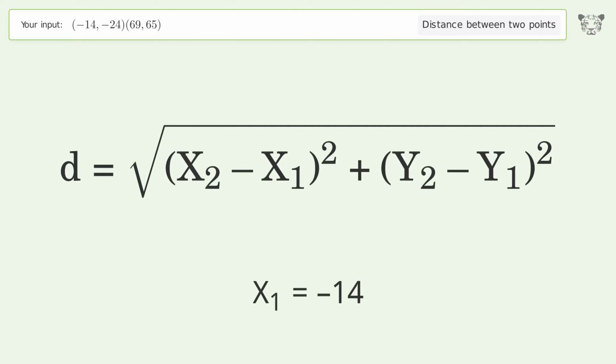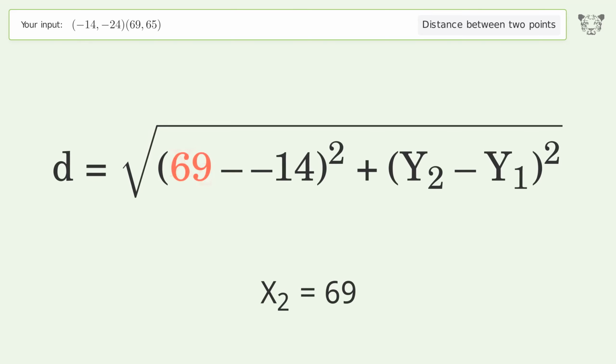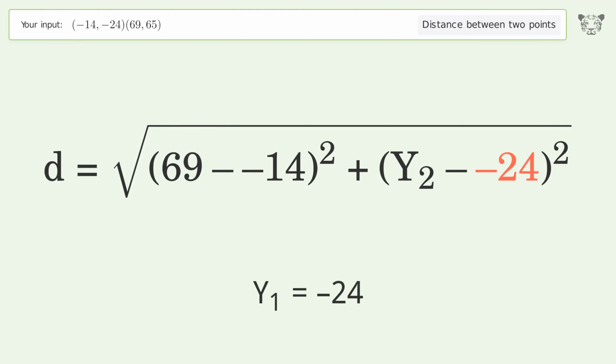x1 equals -14. x2 equals 69. y1 equals -24. y2 equals 65.